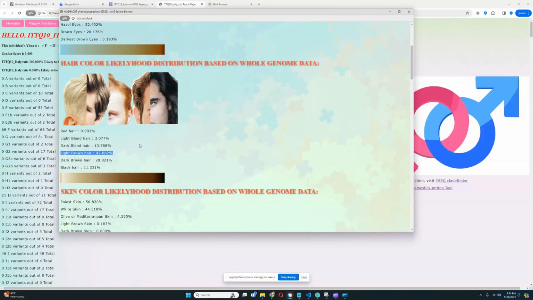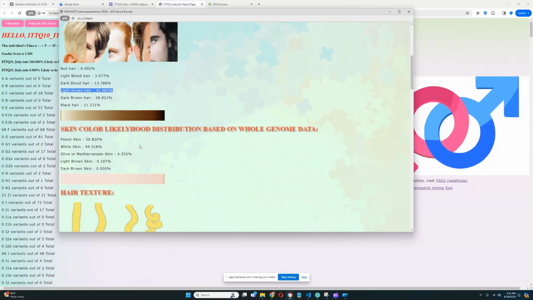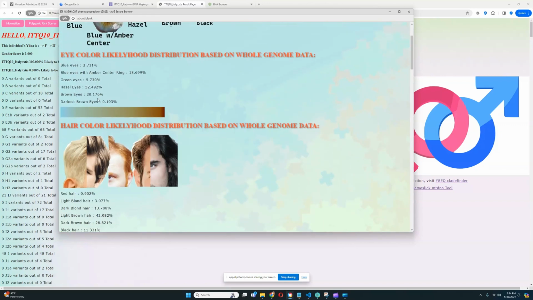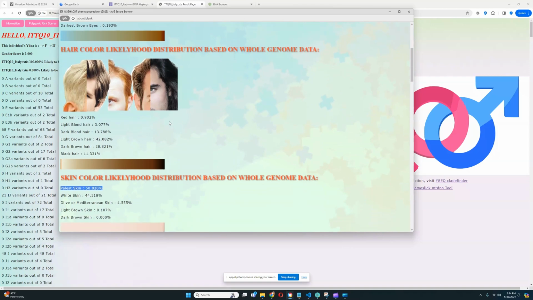They all have either dark brown or black hair. So this individual is very light in terms of pigmentation. For skin color likelihood distribution, it looks like he has palest or white skin, and in fact he's scoring higher for palest skin than for white. So he actually has palest. He's scoring the palest skin tone you can score with my trait predictor. So he has very pale skin, light brown hair, and hazel eyes. This individual is definitely very light in terms of pigmentation.